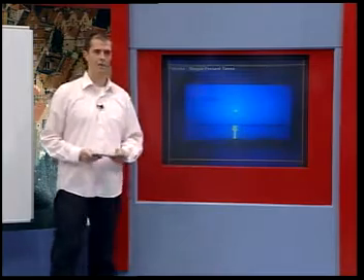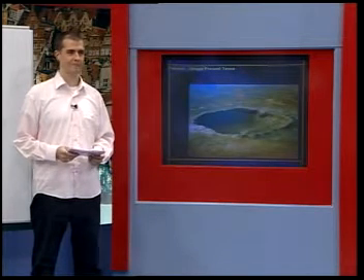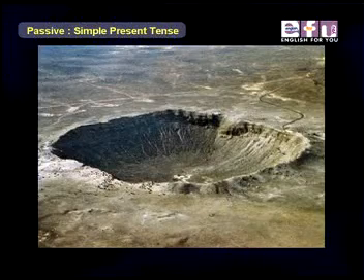Rosa, you can go first. What is moonlight? Moonlight is what you see when you look at the moon at night. Moonlight is produced by the reflection of sunlight. Wonderful. Lewis, what is a crater? A crater is a hole on the moon. It's caused by a meteor, I think.